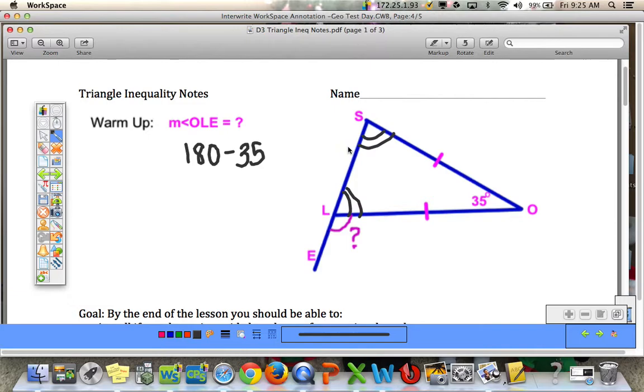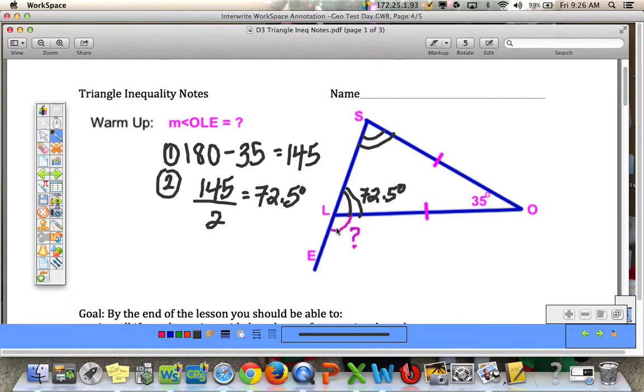So let's calculate. 180 minus 35 is 145. So there's the first step. Now we're going to split that in half because angle L right here and angle S are the same. So we're going to take 145, divide by 2. And each of those angles is 72.5 degrees.